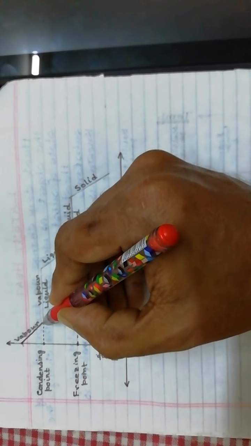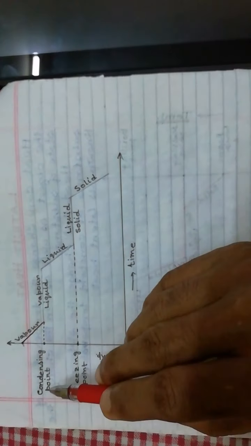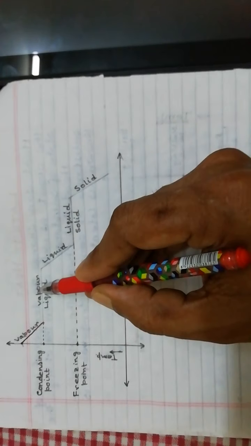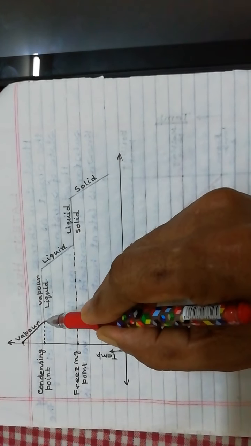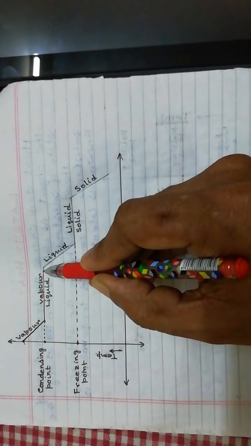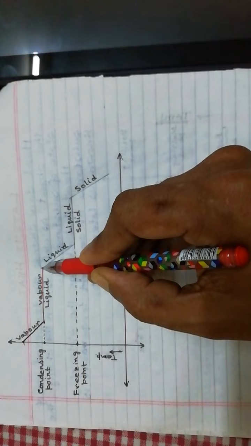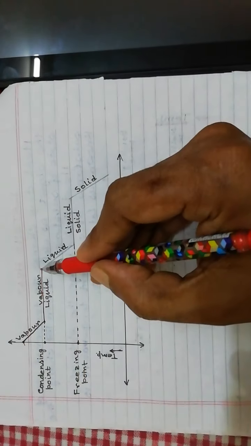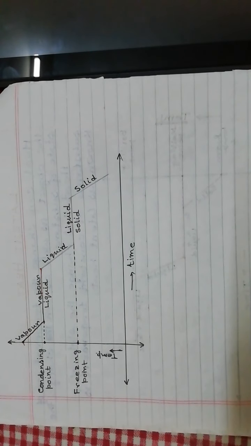But when this temperature reaches the condensing point, which is equal to the boiling point, then vapor starts to condense into liquid. Here the vapor is condensing to liquid, and when it reaches this point, then total vapor is converted into liquid.